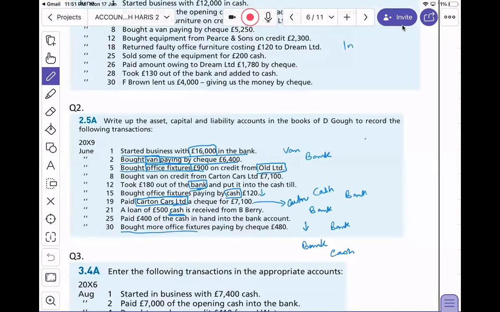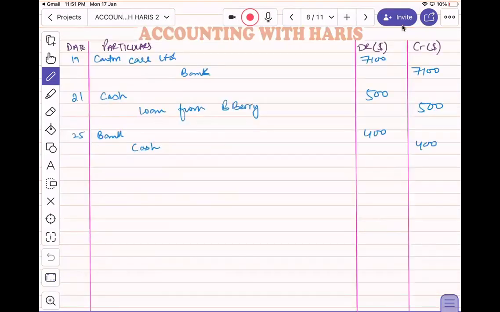Now just the last transaction, guys. Bought more office fixtures paying by check, 480. Office fixtures is an asset for the business. Asset is increasing, and an increase in an asset gets debited. So your office fixtures would get debited.